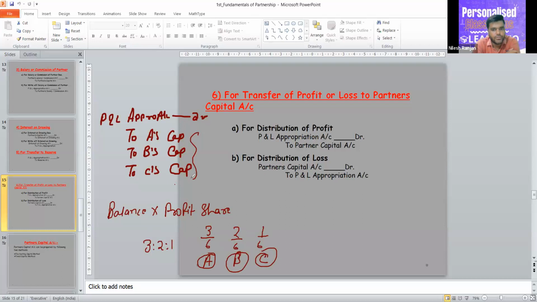Here I am writing partners' capital only, but you have to write the name of each partner separately. So profit and loss appropriation account debit to partners' capital, and partners' capital account debit to profit and loss appropriation. Clear? Okay. After this, there is a concept of capital account.